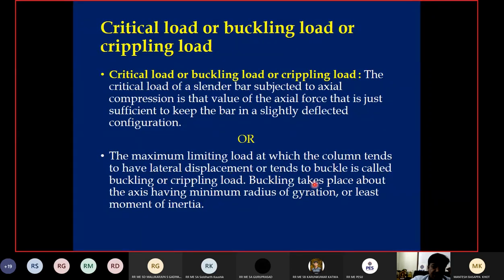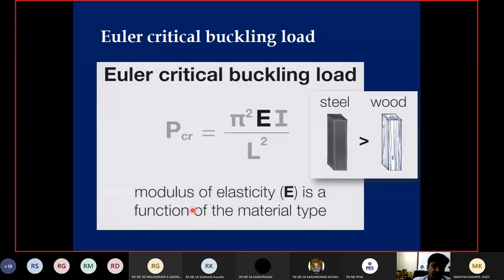Buckling takes place about the axis having minimum radius of gyration. So you should know what is the importance of radius of gyration. It is root of I by A, or the least moment of inertia. You should know what is a moment of inertia.